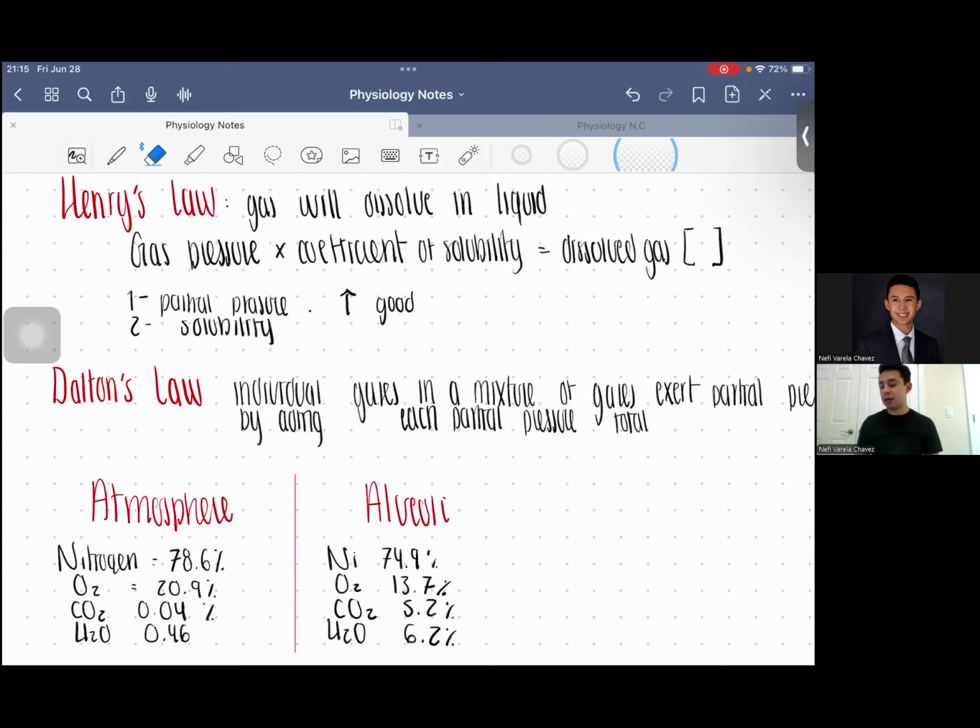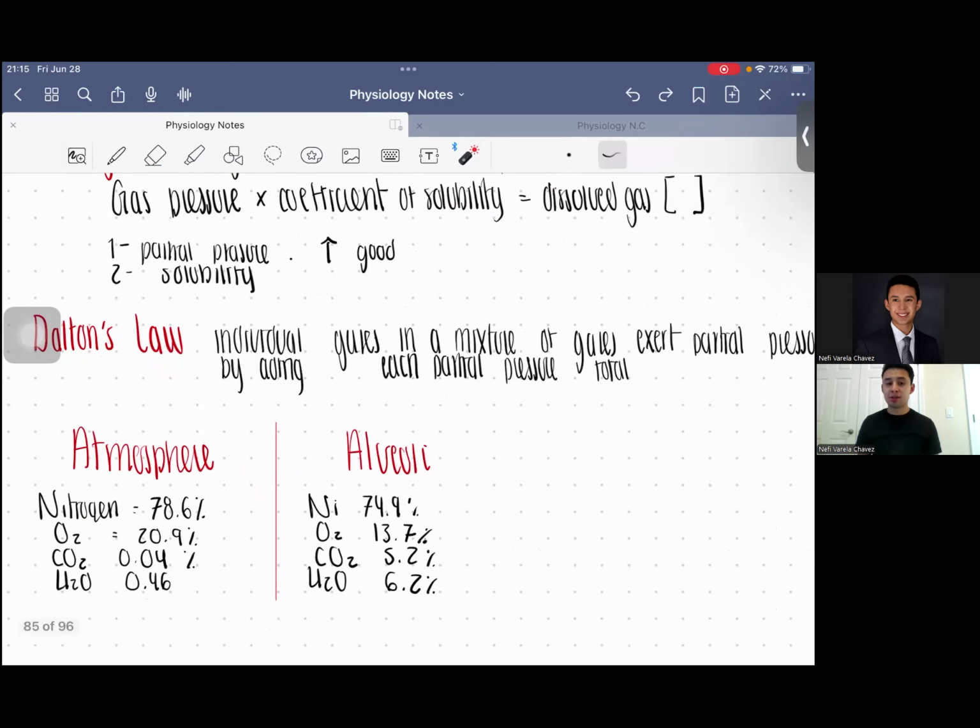So we have a formula for this: partial pressure times the coefficient of solubility. This tells us how much a gas will dissolve in water. As we increase partial pressure, we will increase the solubility in a liquid.